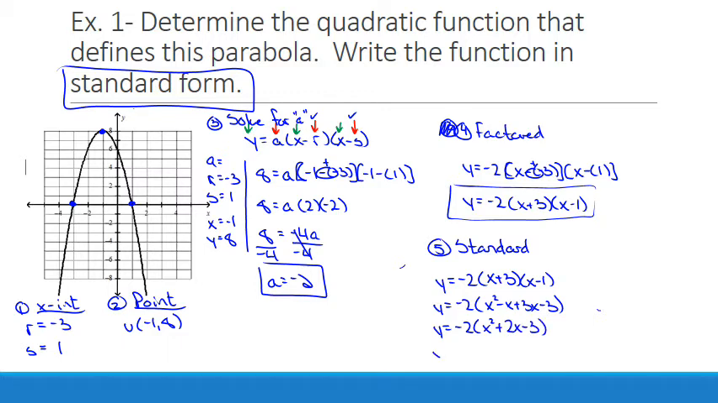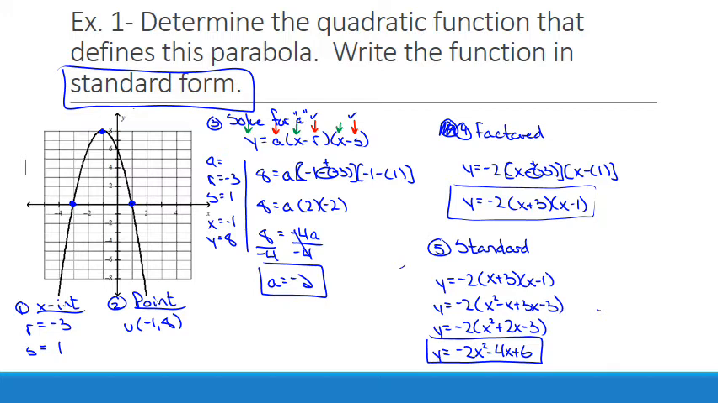And then now I'm going to distribute my negative 2 in there. So negative 2x squared, negative 4x plus 6. All right, and that would be my final answer because the question asked for it in standard form. All in all, not too bad.